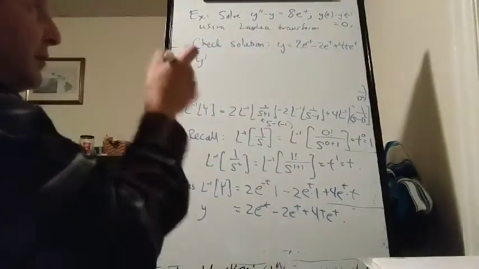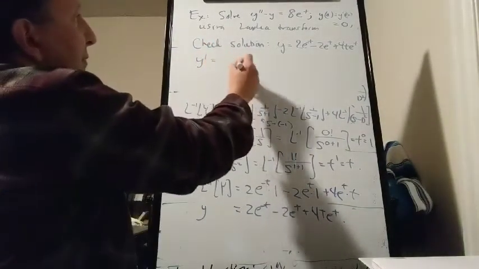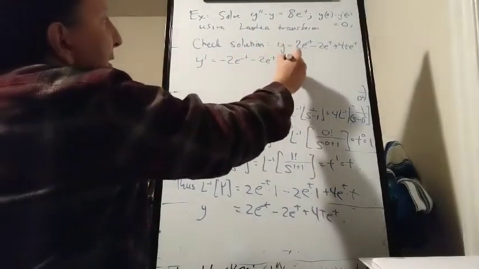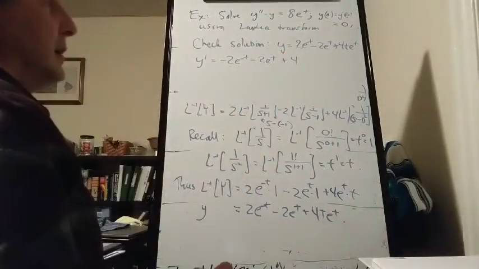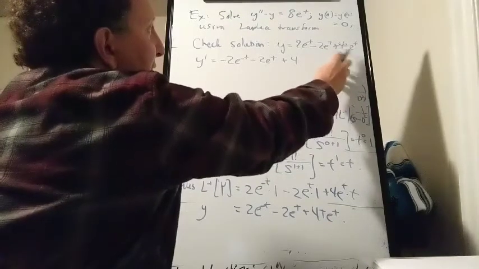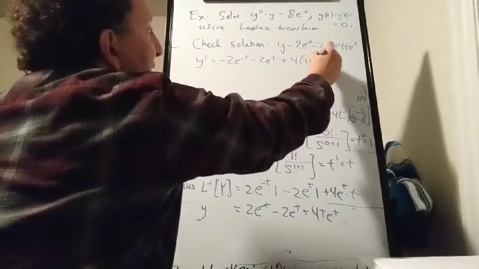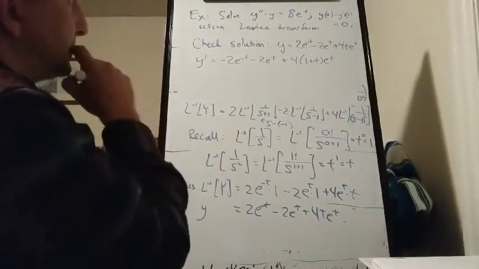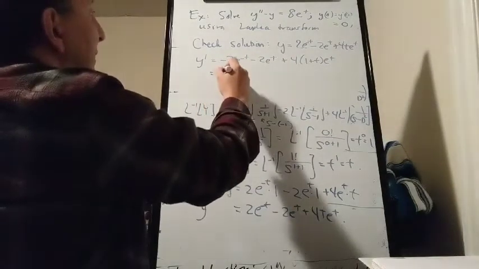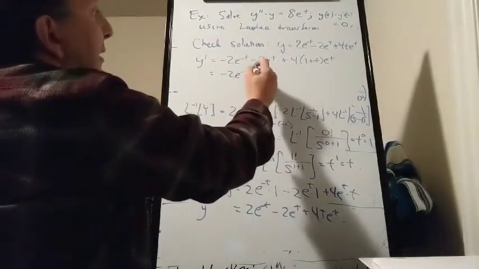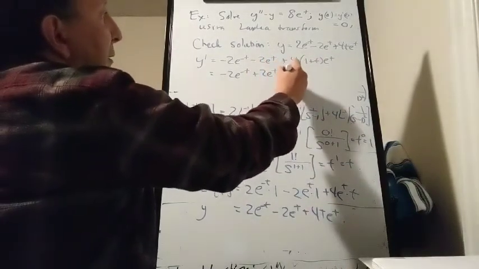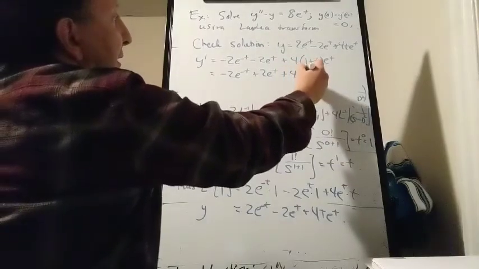We need the second derivative, so first derivative first. First derivative is negative 2e to the negative t minus 2e to the t plus 4. Let's say derivative of the first times the second is 1e to the t, plus derivative of the second times the first is t e to the t. So 1 plus t e to the t. Now we've got a 4e to the t, which we can combine with a negative 2e to the t. Negative 2e to the negative t minus 2e to the t plus 4e to the t is plus 2e to the t plus 4t e to the t.